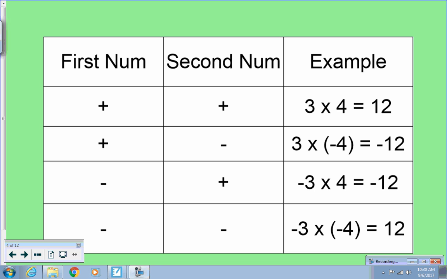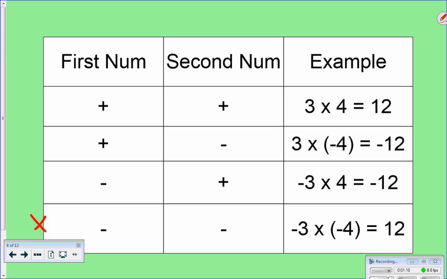That's one thing that a lot of people get wrong, is this one right here. If I have a -4 and a -3 and I multiply them together, my answer is positive. So if you can remember, if you have two of the same signs, your answer is always positive. Two different, always negative. Okay?